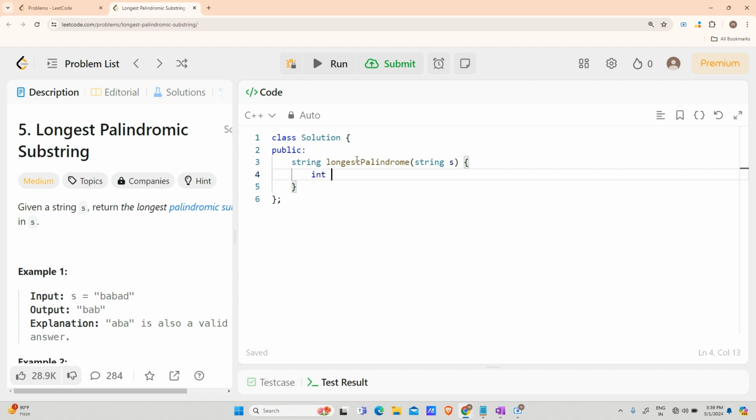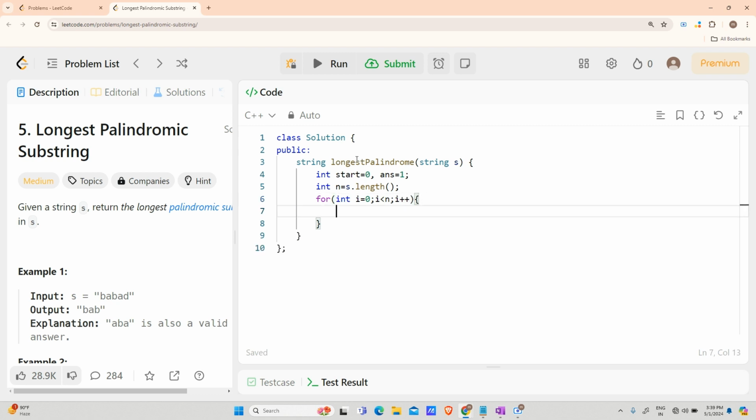Okay, so firstly I declared int start equals 0, comma answer equals 1, right? Now I'll say int n equals s.length, and then I will start my loop to explore all the indexes. So for int i equals 0, i less than n, i plus plus, right? Firstly, for the odd case, I will take int left equals i minus 1 and my right as i plus 1.